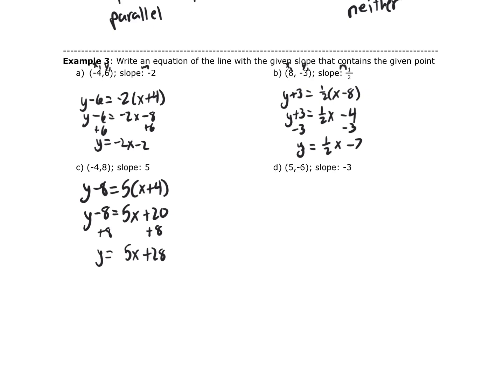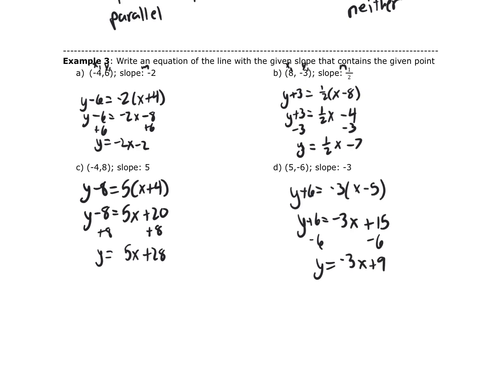And then this last example here, y plus 6 equals -3, parentheses x minus 5. So y plus 6 is equal to -3x plus 15. So subtract 6, and we get y equals -3x plus 9.